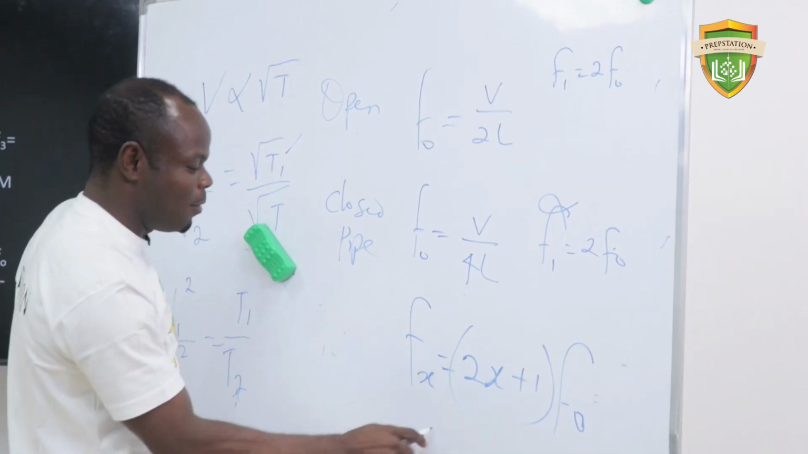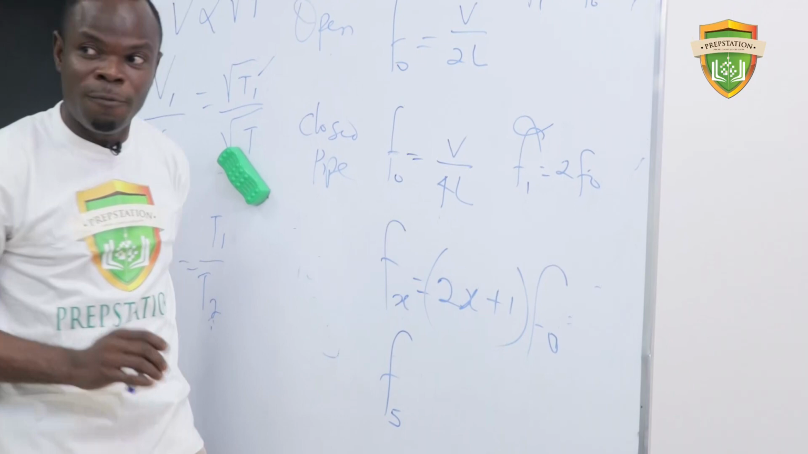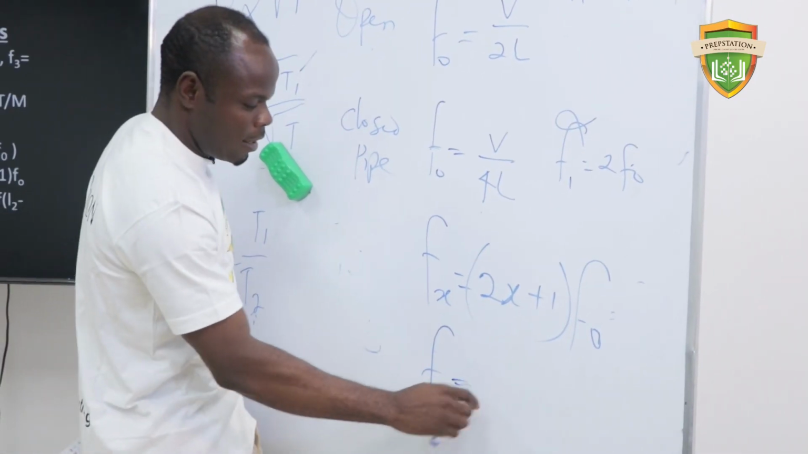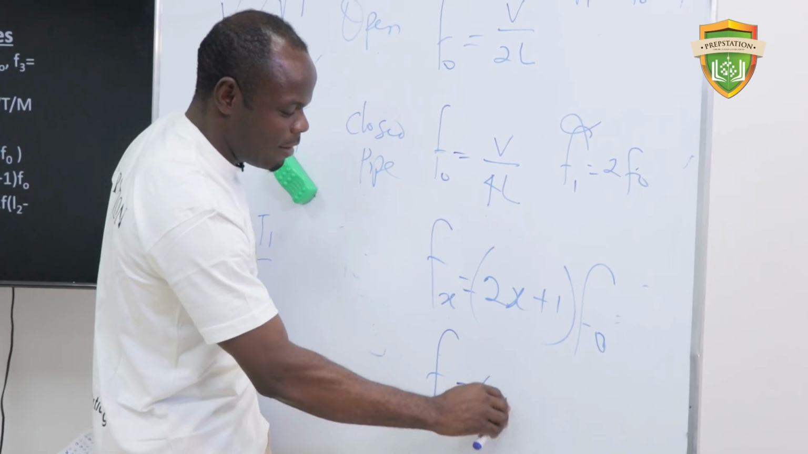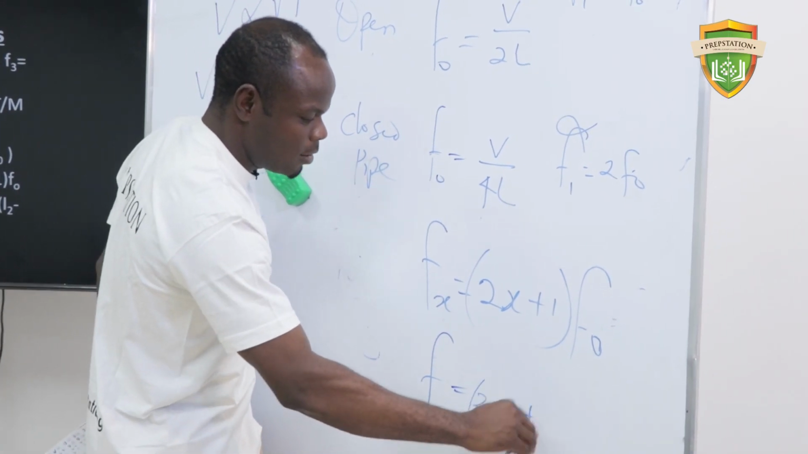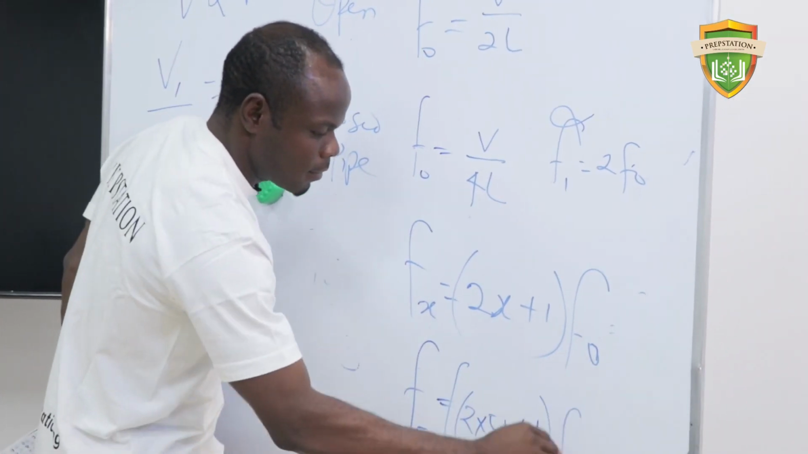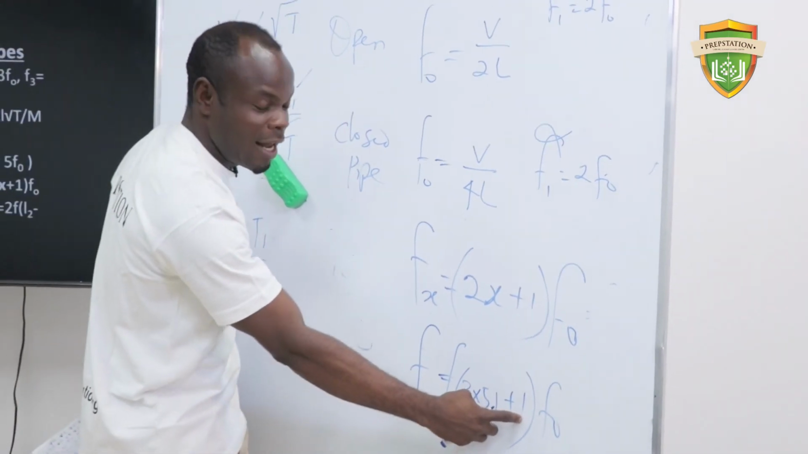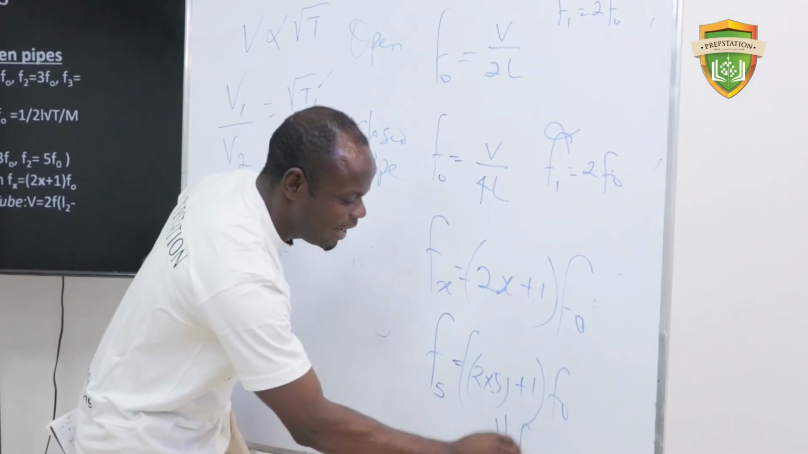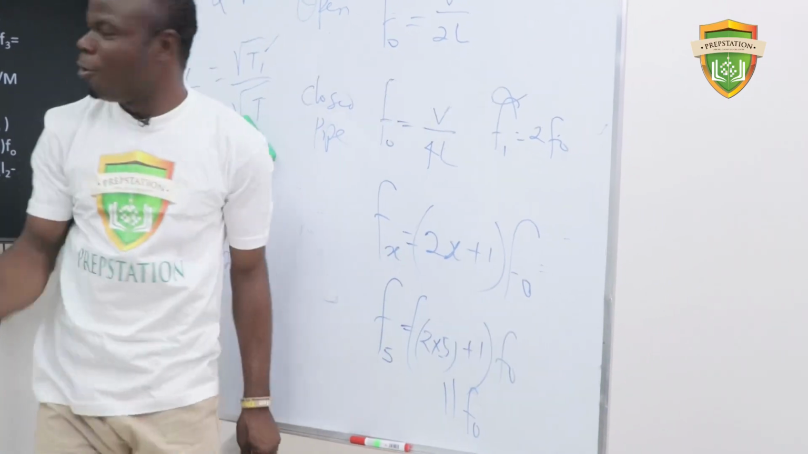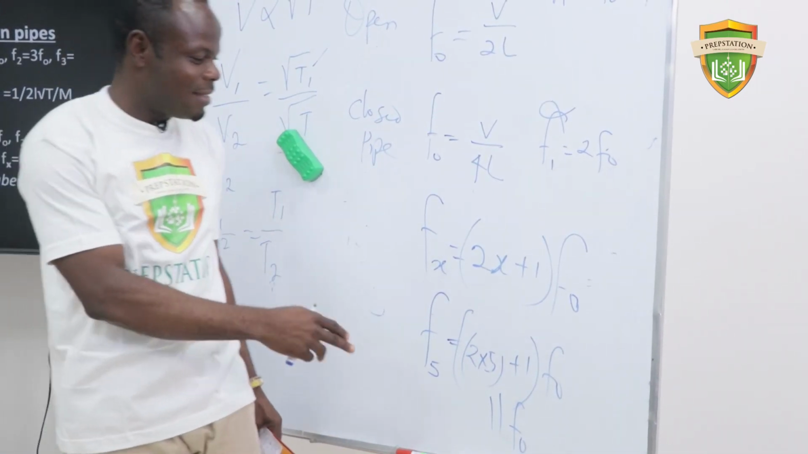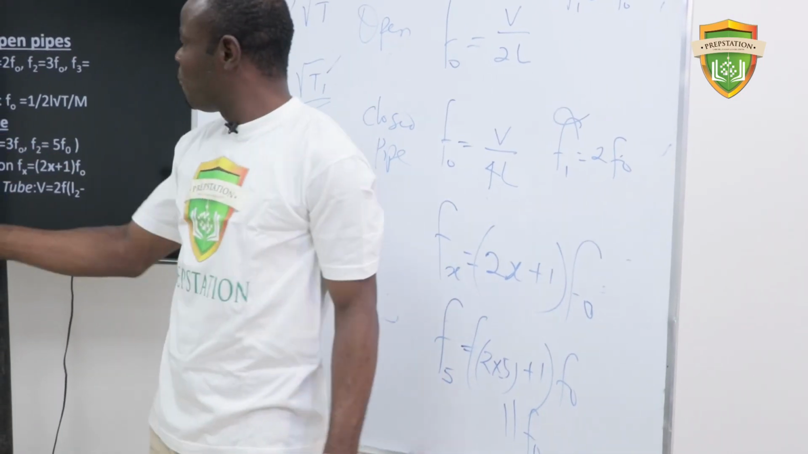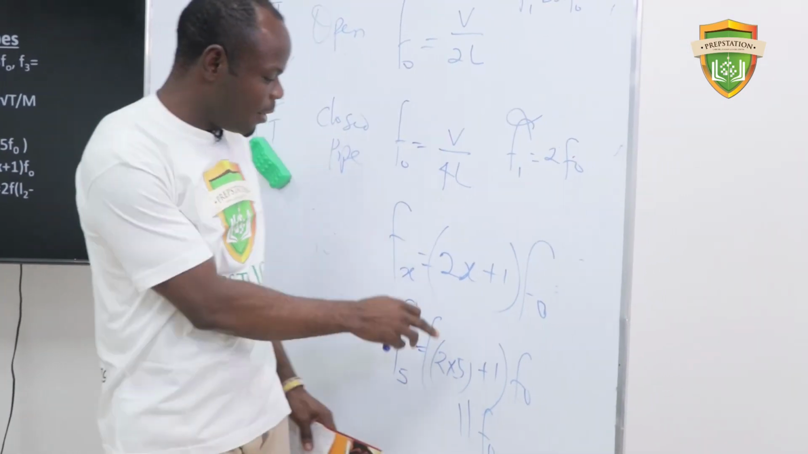Assuming I ask you to find F5, which is the fifth overtone, I'll just substitute 5 into the x. That's 2 by 5 plus 1. So what do you have there? 10 plus 1, that is 11. Definitely I have 11 f naught, making the 11 odd, because I told you in closed pipe, you have odd as the prefix of the f naught. So take note of that.